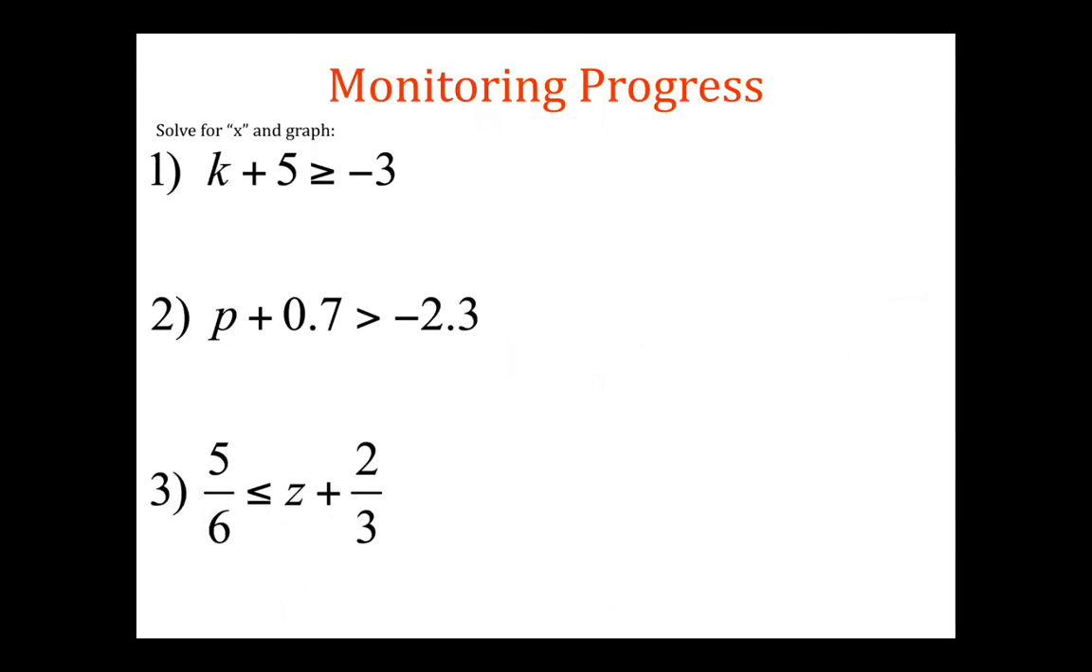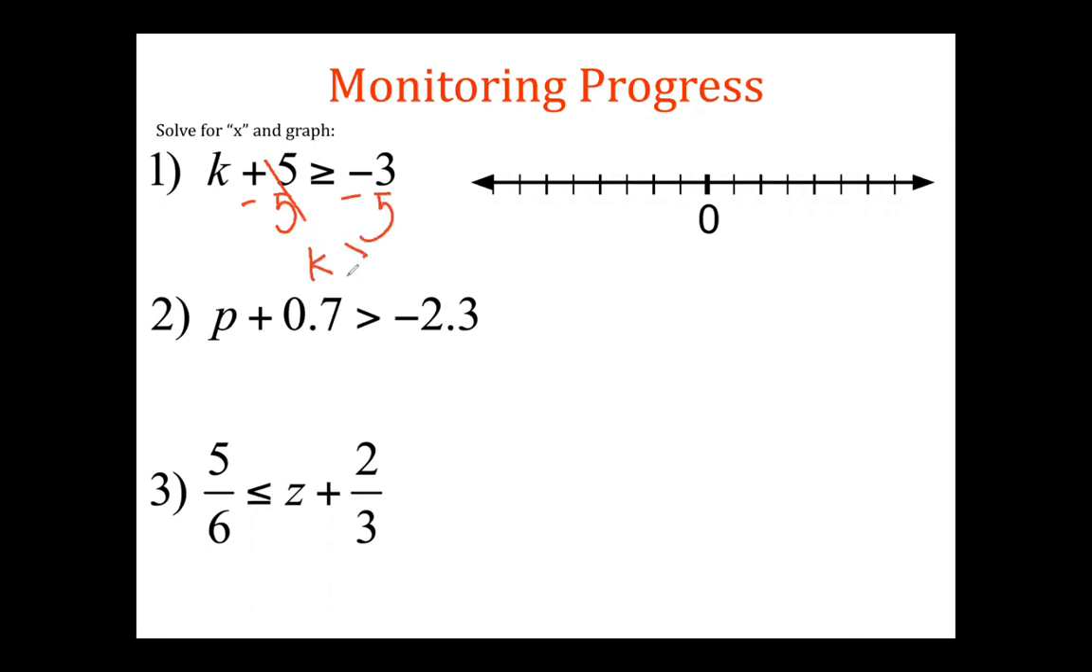So we have k plus 5 is greater than or equal to -3. Here's my graph. First, I'm going to go ahead and subtract 5 from both sides since I'm trying to isolate k. That gives you k is greater than or equal to -8. So go ahead and graph -8 with a closed circle since this is greater than or equal to. And once you've done that, you can go ahead and draw your line in the same direction as the symbol since k is on the left, and that's how your graph will look.